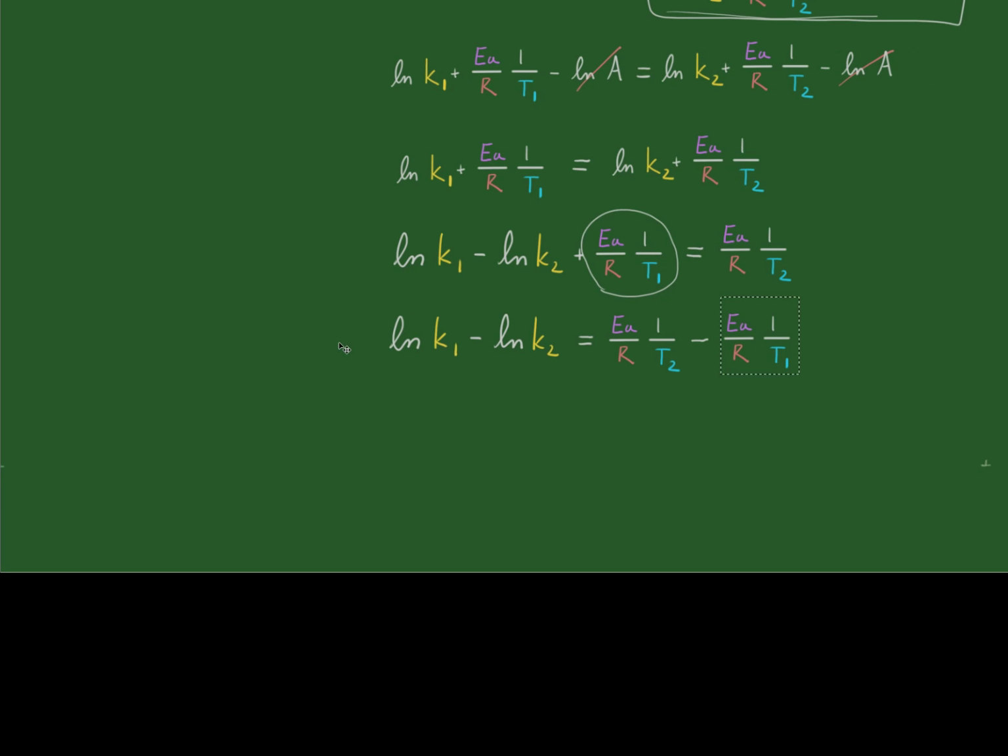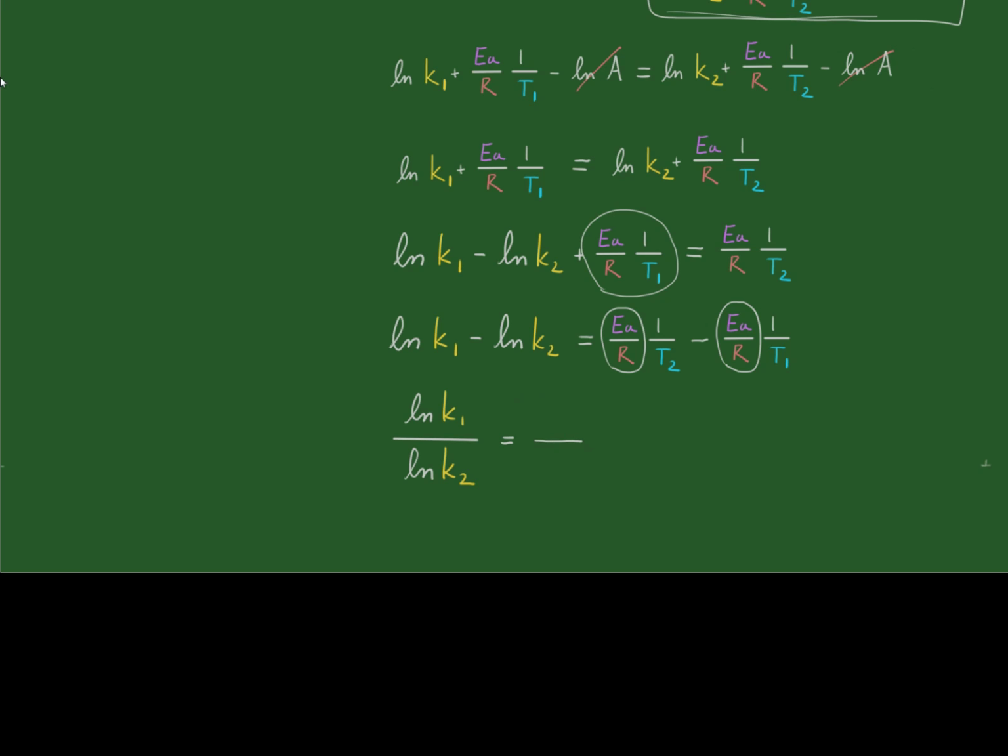The rules of log tell us that ln K1 minus ln K2 is the same as ln K1 over ln K2. And when I look on the right-hand side, I can see that there is a common factor in both of these expressions. So there is the activation energy over the ideal gas constant. So I can factor that out. Let's do it correctly.